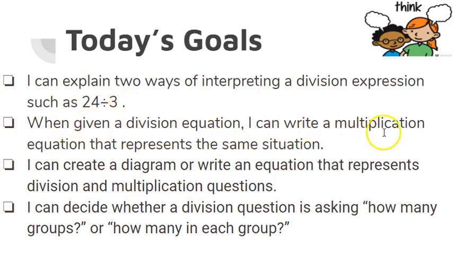When given a division equation, I can write a multiplication equation that represents the same situation. I can create a diagram or write an equation that represents division and multiplication questions. And I can decide whether a division question is asking how many groups or how many in each group.